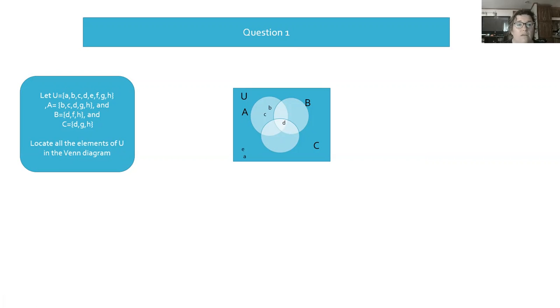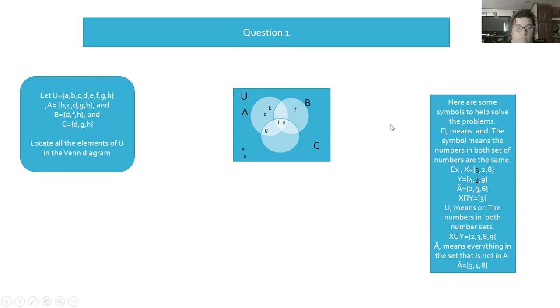Okay, E is only in U, so it's going to go down there in the square. F is only in B. G is in A and it's in C, so it's going to go into the 2 bubbles that go together. Okay. And then of course we have H that goes in all 3.